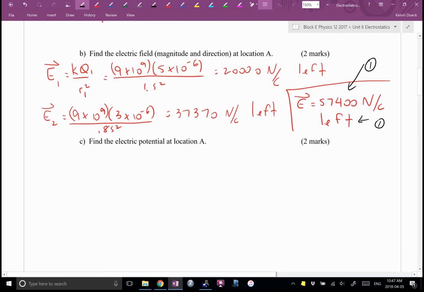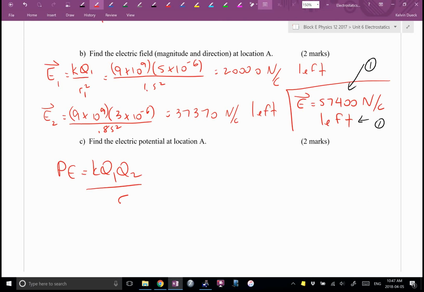Devin, what does part C want me to find? Electric potential. Okay, so I'm going to go like this, right? Or is that electric potential? What's that? Electric potential energy. You can't get them mixed up. Here's the problem: I can find the electric potential energy from that diagram.